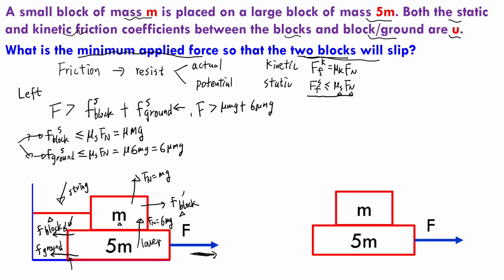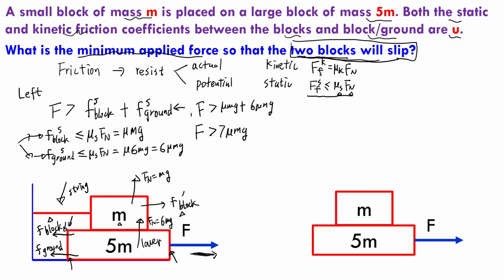So the condition is when the applied force is larger than 7 mu mg, the lower block is going to move to the right, so the two blocks are going to slip. So this is the condition for slip for the left setup, which is a simple situation.